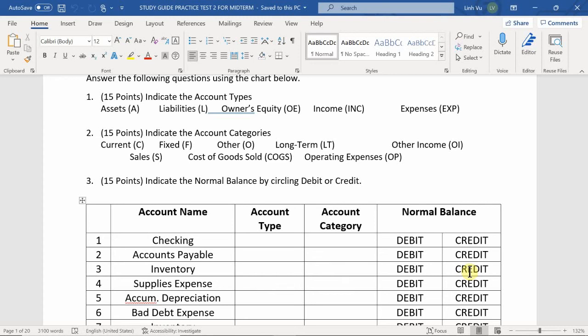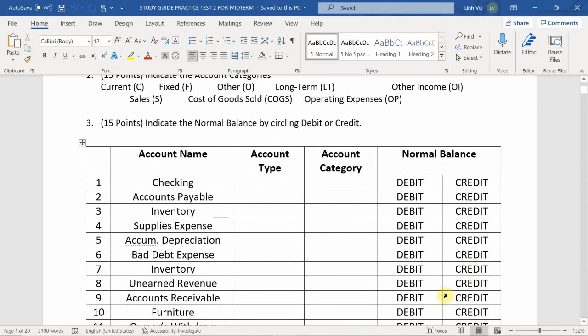So let's go ahead and answer these questions. For checking, what type of an account is checking, what category does it belong to, and what normal balance does it have? It is an asset. Good. It's a current. It is definitely debit. Good. It's definitely current, and yes, it is debit. Good. What about accounts payable? Liability. Yes, it's a liability. Now, what kind of liability?